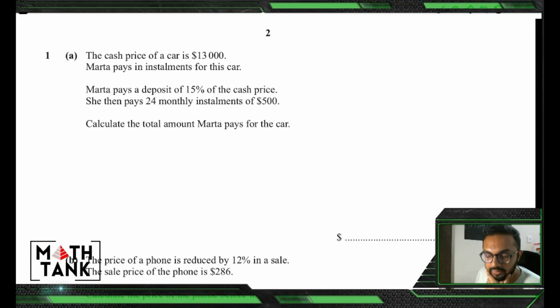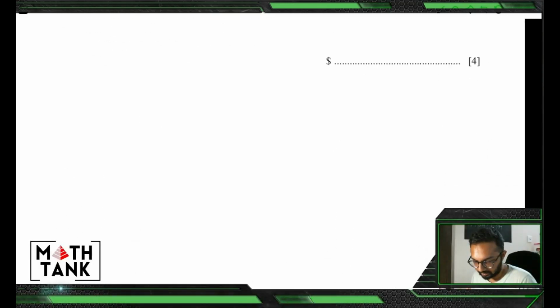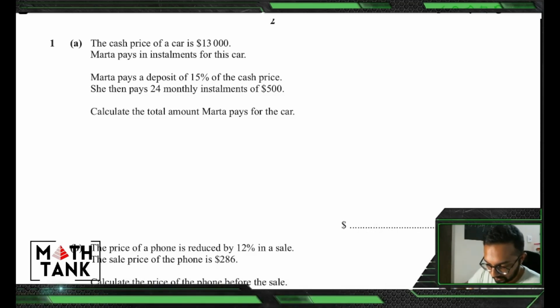Okay, this says the cash price of a car is $13,000. Marta pays in installments. I think this one is a long question. Okay, Marta pays in dollars in installments for this car. Marta pays a deposit of 15% of the cash price. So you should pay 15% of this. What's 15% of this? Let's do our calculations first, so that we have it handy when we reach that part. So 1950 is a deposit.